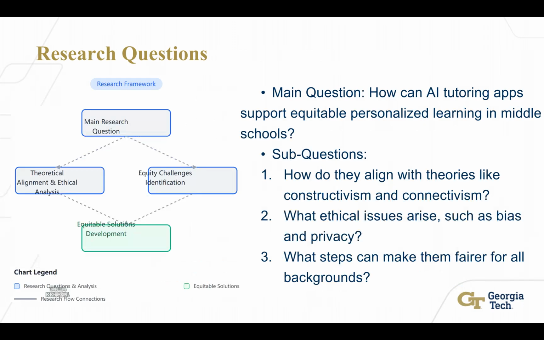Research questions. This brings us to my research questions. The main one is: how can AI tutoring apps support equitable, personalized learning in middle schools? To explore this, I asked three sub-questions. Do these apps align with learning theories like constructivism or connectivism? What unique issues do they raise, like bias or privacy risks? And what strategies can help make them more inclusive for students from all kinds of backgrounds?